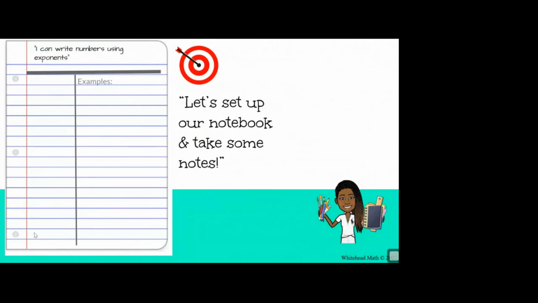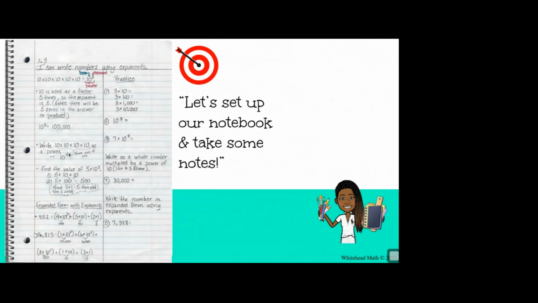Your learning target for today is I can write numbers using exponents. And by the end of this lesson, your notes should look something like mine. You see at the top, I have my learning target: I can write numbers using exponents. I've used my two column notes. On the left-hand side, I have some notes to guide me, how to do the problems. And on the right-hand side, I have some practice problems for me to do on my own.